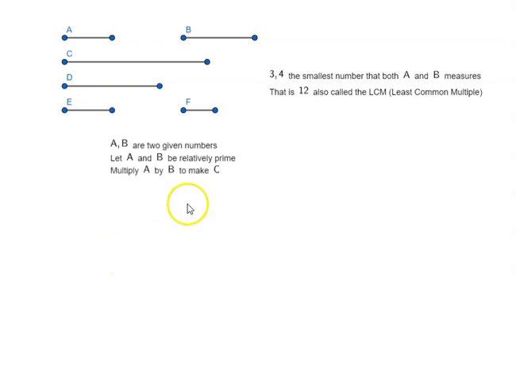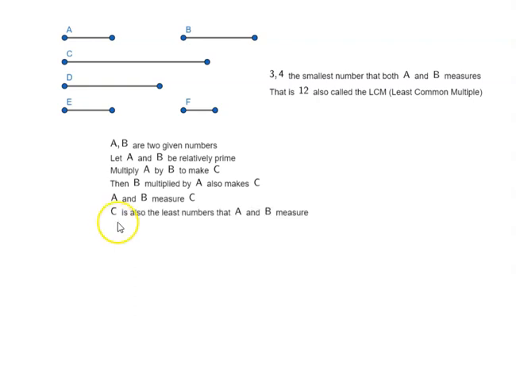Multiply A by B to make C. And we know that B multiplied by A also makes C, which means that both A and B measure C. So it's just a question of multiplying these two numbers. But is it the least? That is what we have to prove. So here we are saying that C is also the least number that A and B measure.